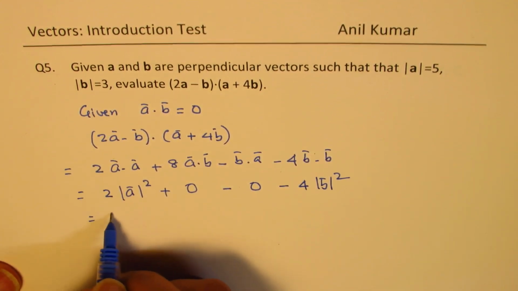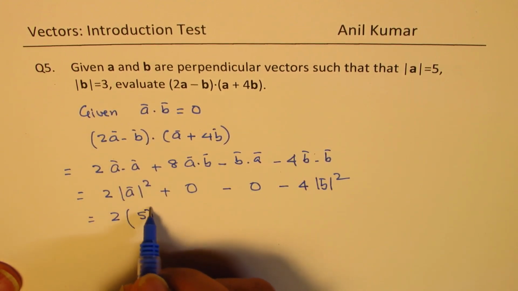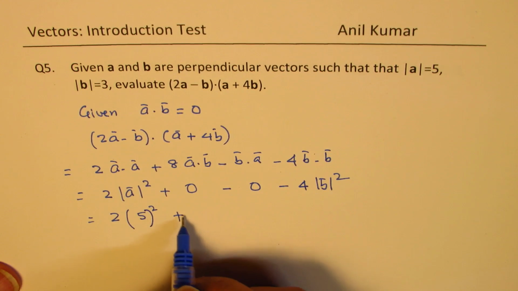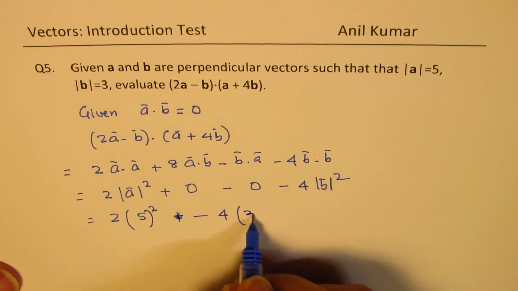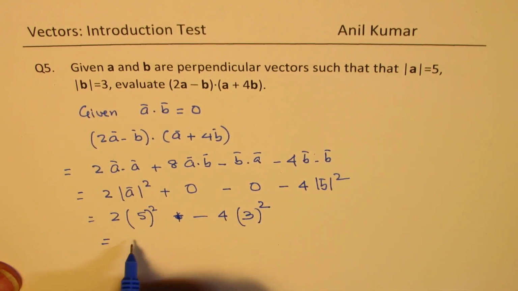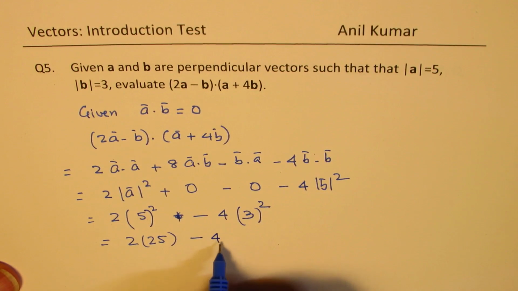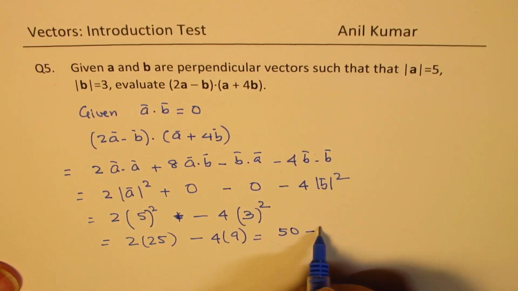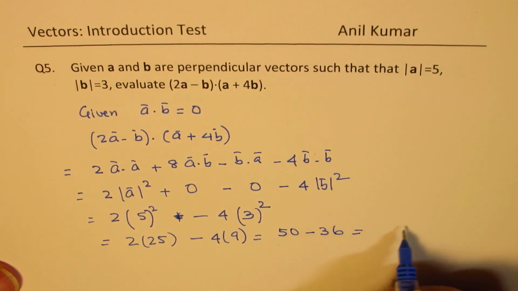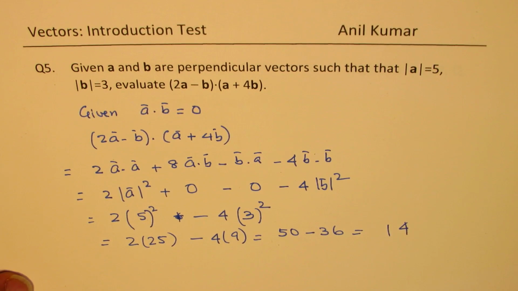Clear? So we get 2 times magnitude of A, which is 5, squared, minus 4 times magnitude of B, which is 3, squared. So we get 2 times 25 minus 4 times 9, which is 50 minus 36. Okay, so we get 14. So that is the answer, correct?